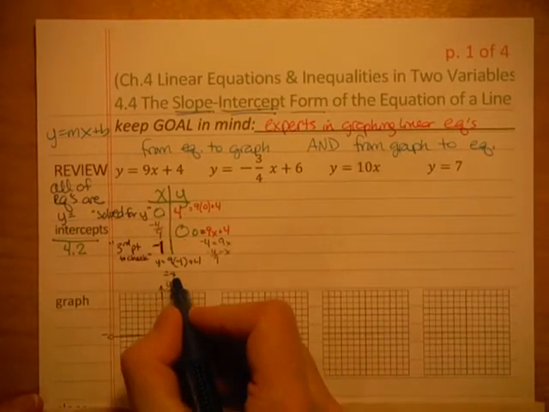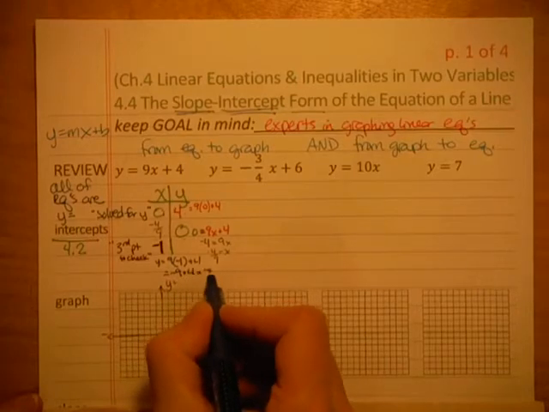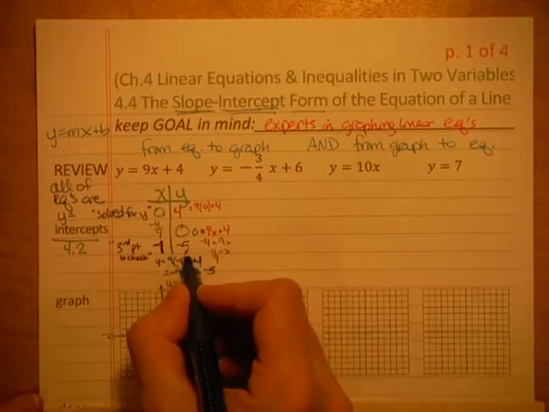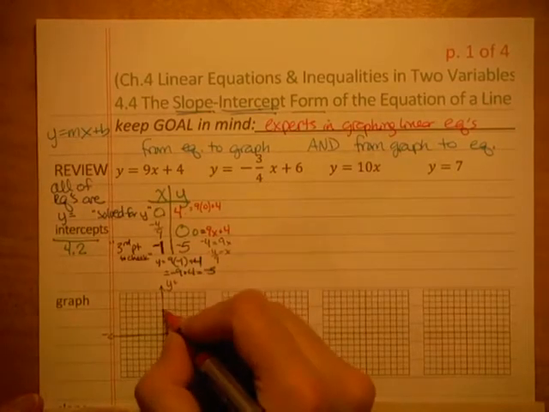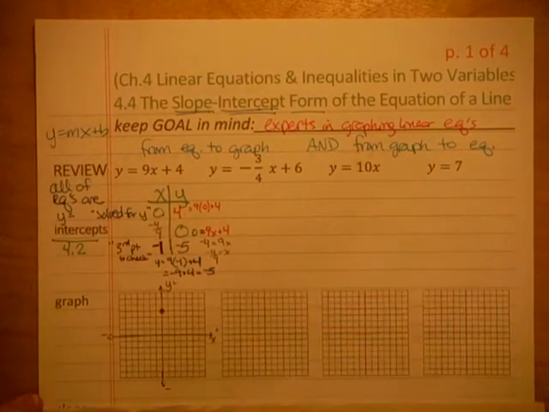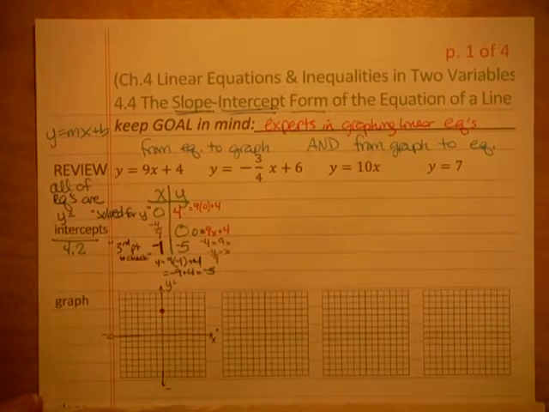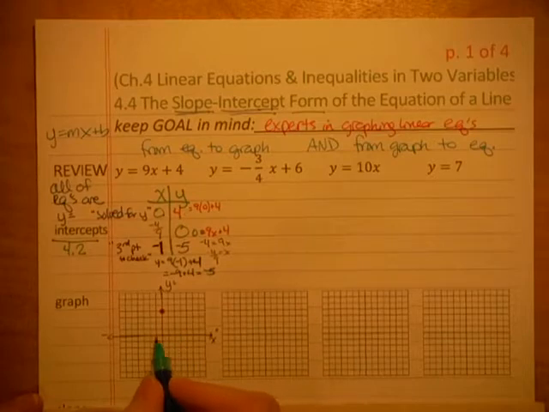So negative 9 plus 4 is going to be negative 5. So there's my 3 points that I can graph. I've got 0, 4 as my y-intercept. I've got negative 4/9, 0 as my x-intercept. And so I'm a little unsure exactly where to put that. It's not quite at half, and that's going to be hard to estimate here.